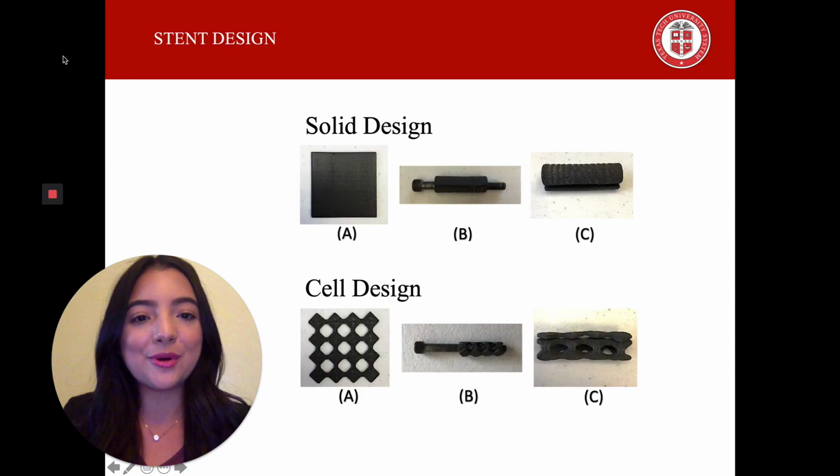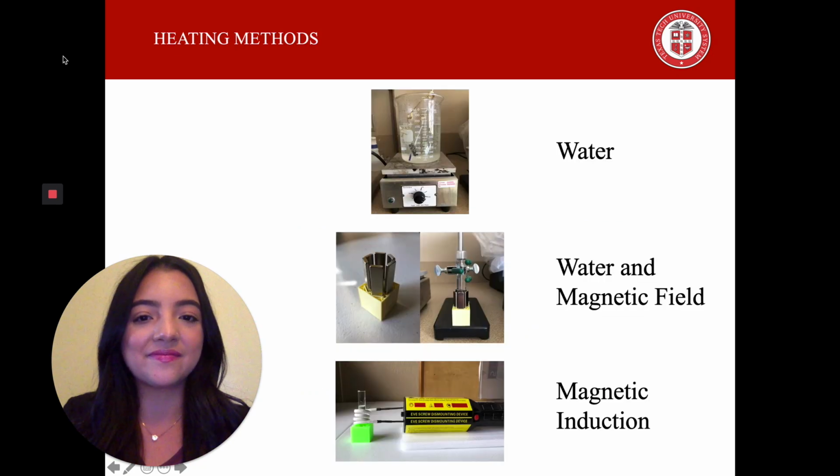One of the most important factors in stent design is the geometry of the stent cell structure. Two designs of a heart stent were tested, a solid design and a cell design. The goal of creating a cell design was to further understand the shape memory effect by reducing the available surface area for heat transfer to trigger the shape memory effect.